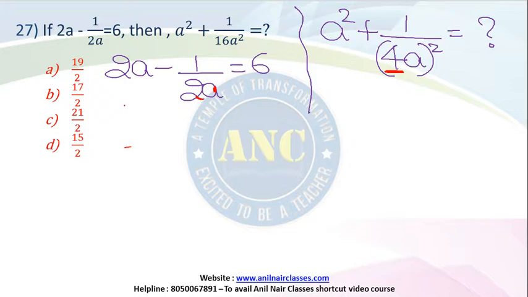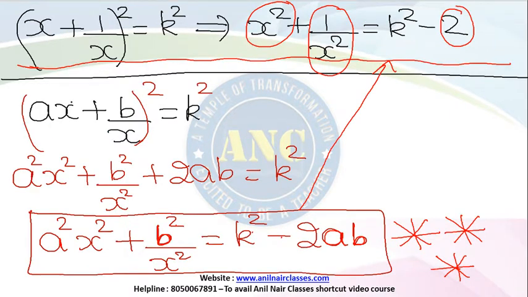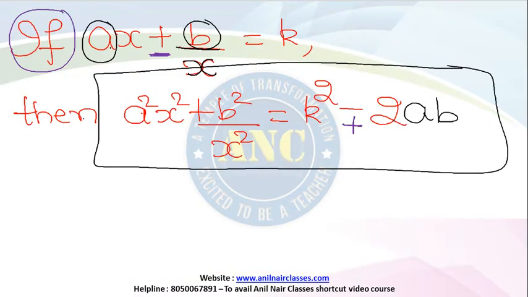Divide both sides by 2. That means 2a divided by 2 is a, minus 1 by 2a divided by 2 is 1 by 4a, is equal to 6 divided by 2, which is 3. Getting the idea? Now, this is exactly similar to what I have discussed just now. That means if ax minus b by x is equal to k, then a square x square plus b square by x square is k square plus 2ab.